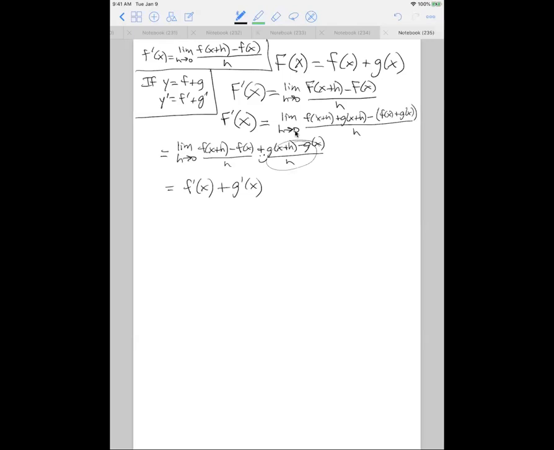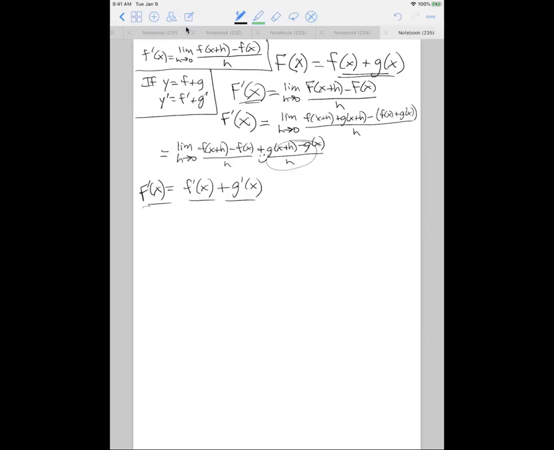So we end up with the fact that capital F prime of x equals the derivative of the sum, the sum of the derivatives, excuse me. So the derivative of the sum is equal to the sum of the derivatives. All right, a simple statement of that. And I just wanted to make sure we cleared it.